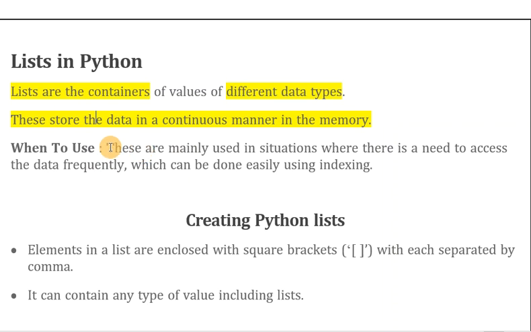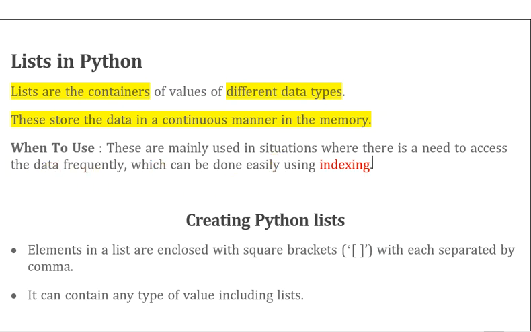Now the point comes: when to use the data structure list. This data structure is mainly used in a situation where there is a need to access the data frequently, which can be done easily using indexing. If you want to access the data frequently, you can use the list. For accessing, we are going to understand indexing. With the help of indexing we can access the elements of a list. There are basically two types of indexing, positive indexing and negative indexing, which we are going to see one by one.